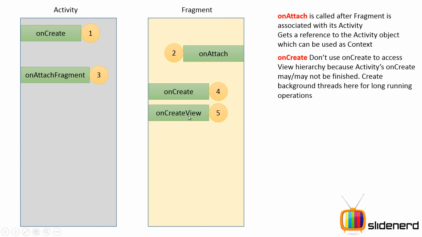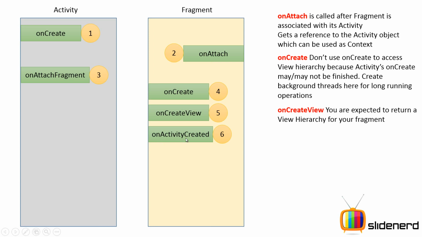Then you have the onCreateView method that gets called. Now this is the place where you link the layout file of a fragment to its object. It is just like the activity. It has its own layout. You just need to link it, and that is done inside the onCreateView method.